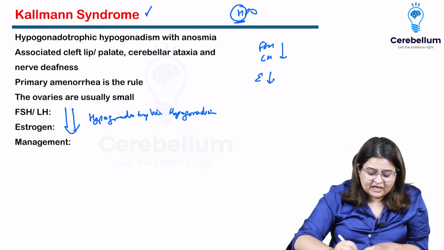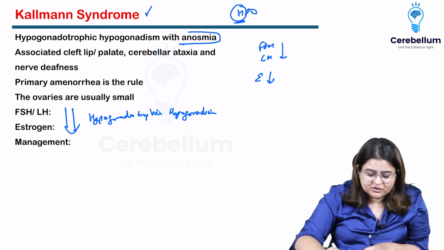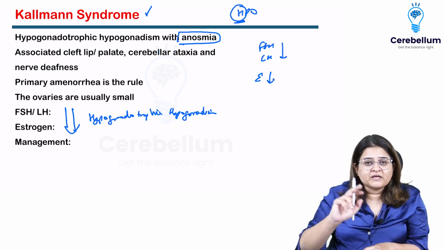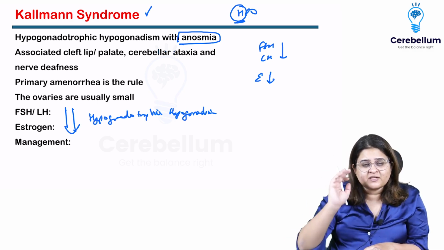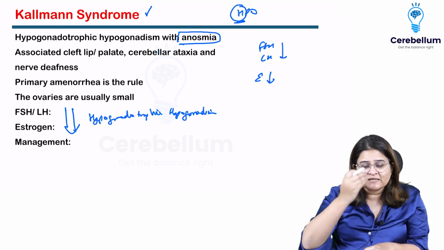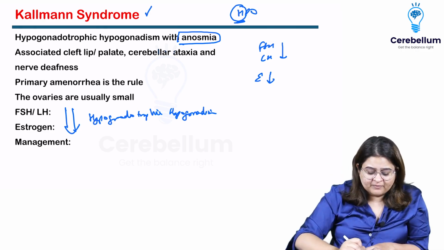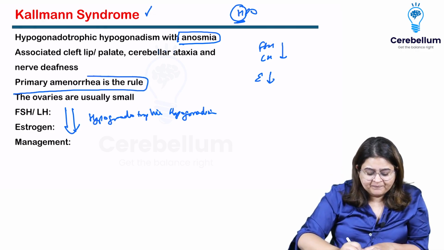Typically with Kallmann, you see this picture. A clinical question will come with anosmia, or there may even be sensorineural hearing loss, cerebellar ataxia, or clefting, cleft lip, cleft palate, along with primary amenorrhea. Always think of Kallmann. Primary amenorrhea is the rule.